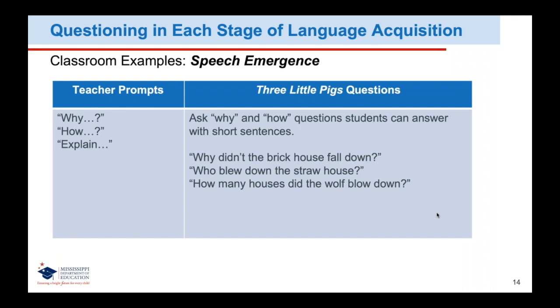When we move into the speech emergent stage, remember, at this stage, the students understand a lot more social English, and they can write those simple and complex sentences. So we can ask them longer questions about why and how, like, why didn't the brick house fall down? Or how many houses did the wolf blow down? So we're pushing them to give us a little bit more for each stage that they're at.